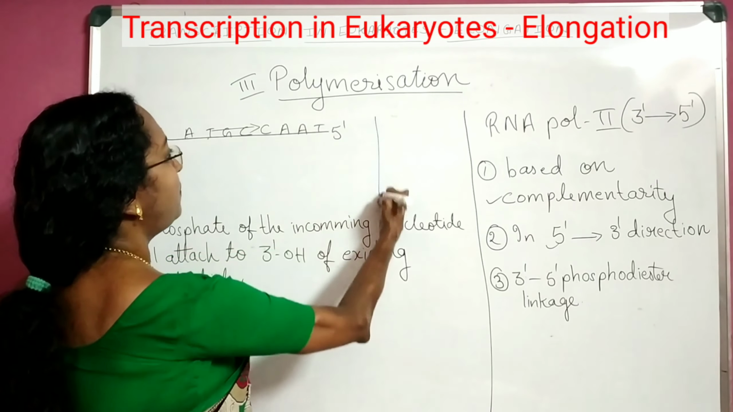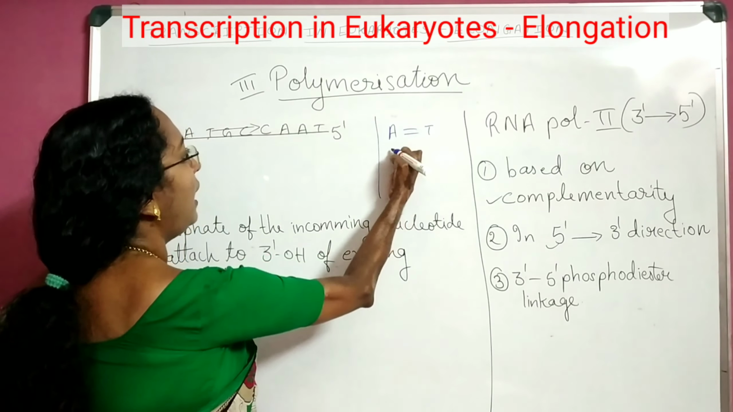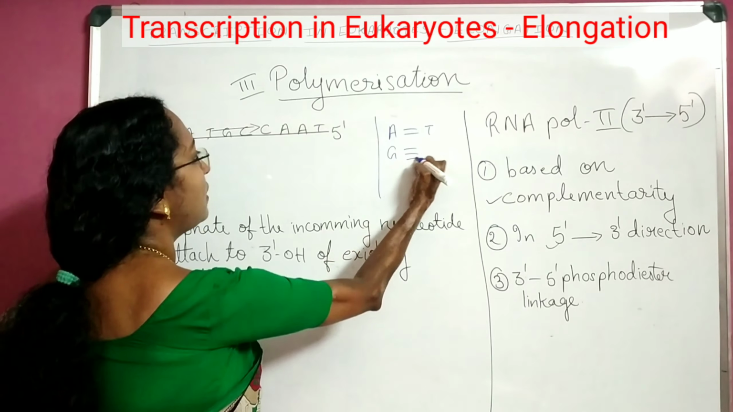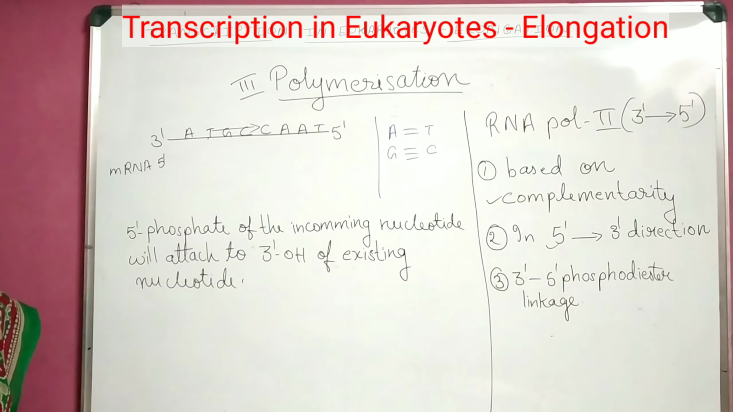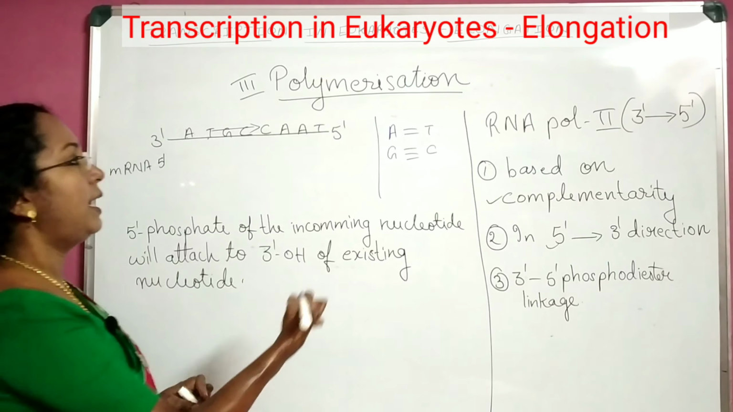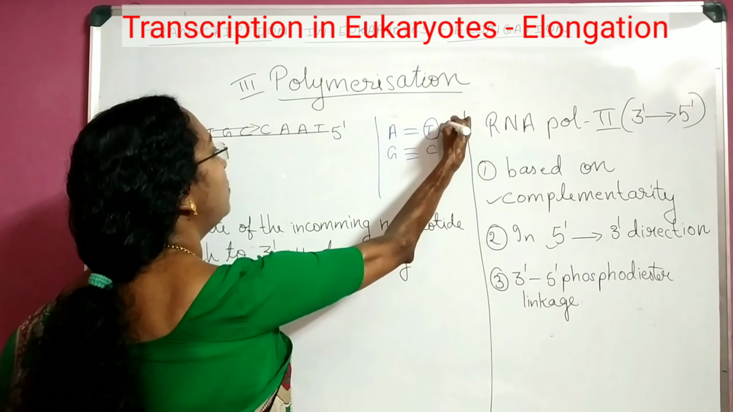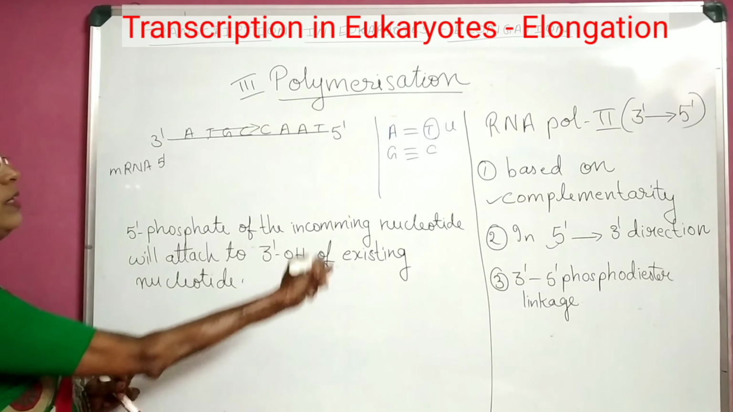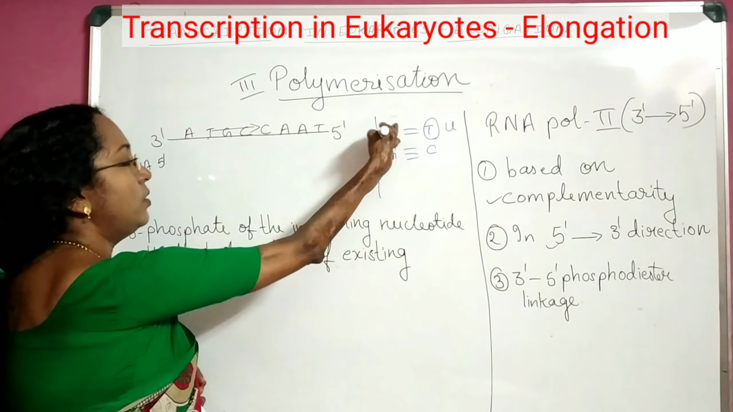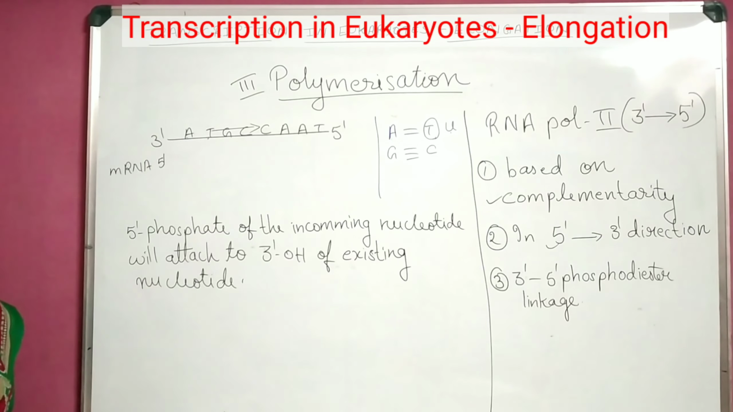So we know the base pairing rule, always adenine pairs with thymine and guanine pairs with cytosine. This is the base pairing rule that we have learned in DNA, but we all know that in RNA there is no thymine, instead you have uracil. So if there is adenine in DNA, the complementary nitrogenous base in RNA should be uracil.